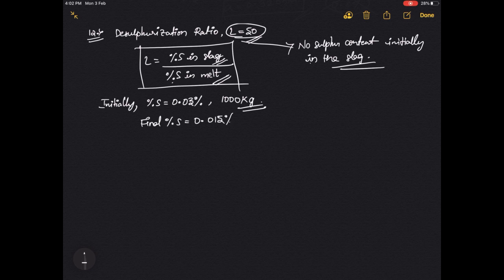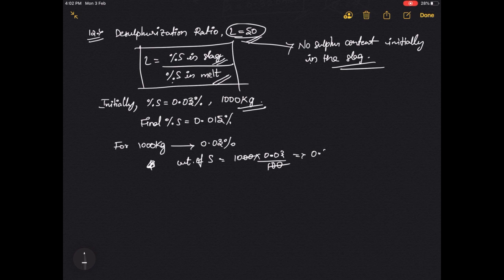The final percentage sulfur is 0.015 percent. Here, initially for 1000 kg and 0.03 percent, how much is the weight of sulfur that I have? It is nothing but 1000 into 0.03 divided by 100. So I'm getting how much? 0.3 kg. Similarly, finally also, how much sulfur am I left with?